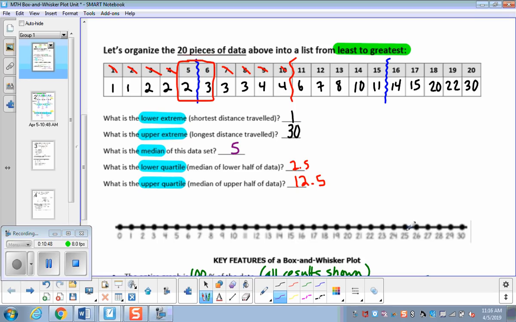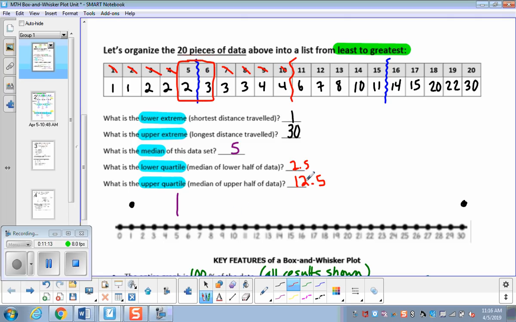Down below on this number line, we have it going from 0 to 30, and the first thing we're going to do is start with the lower and upper extreme, and we're just going to plot points. So the lower extreme was 1, so we're going to put a point right here. And the biggest was 30, so we're going to put a point right here. Now the median is 5. So right there, I'm going to draw a vertical line.